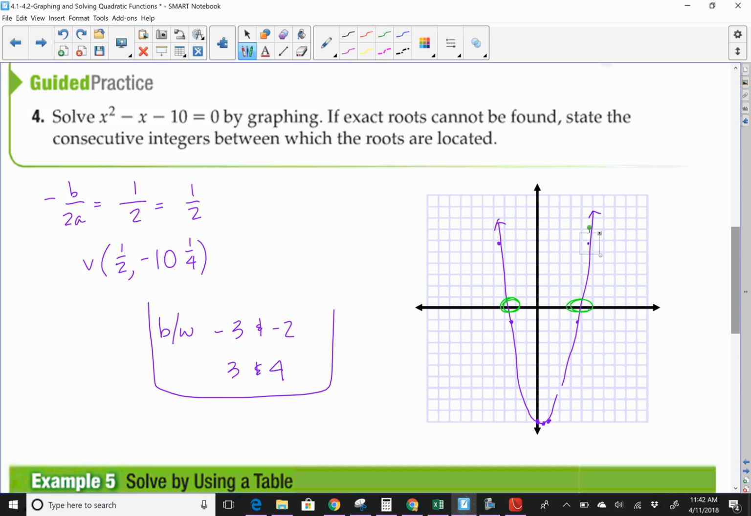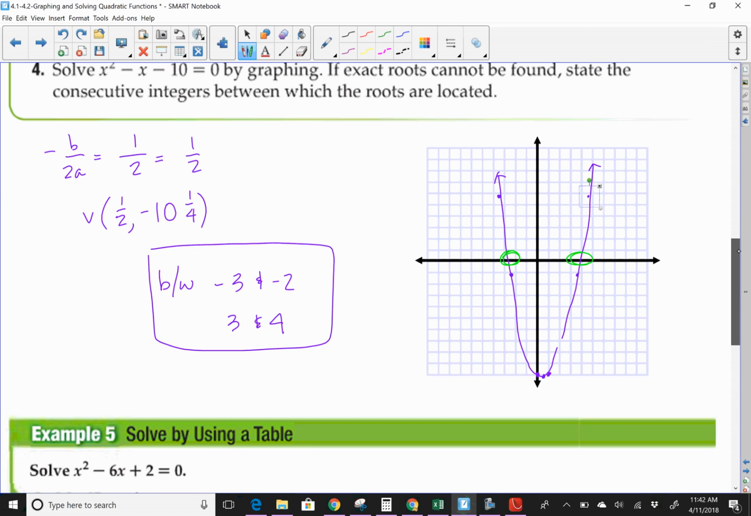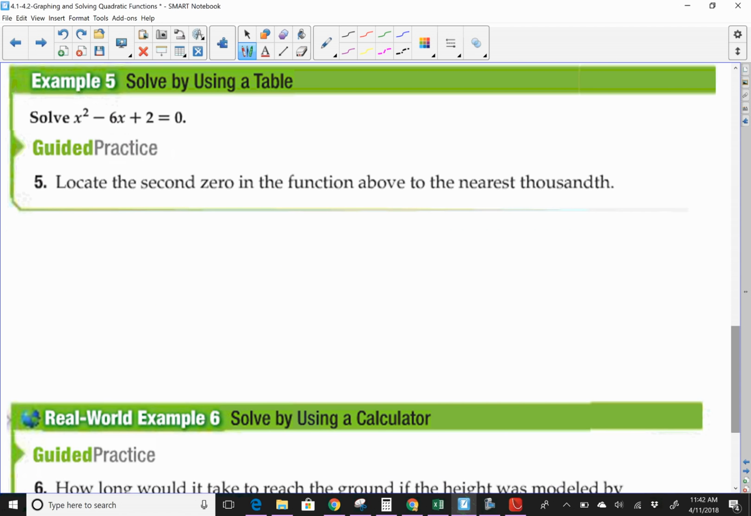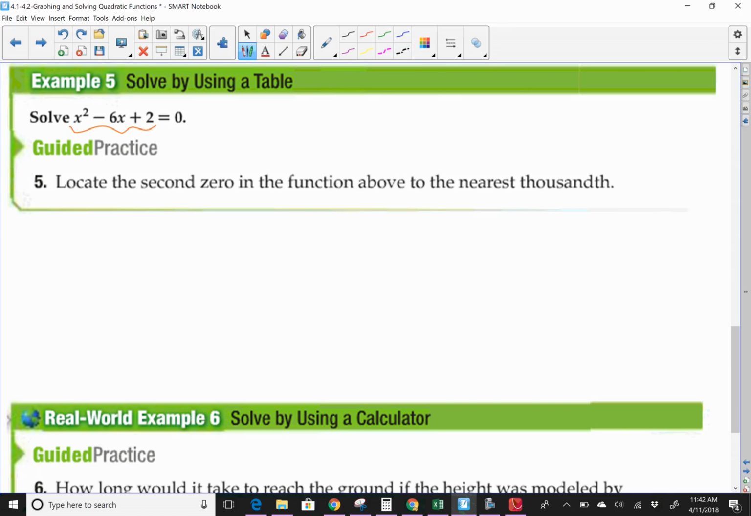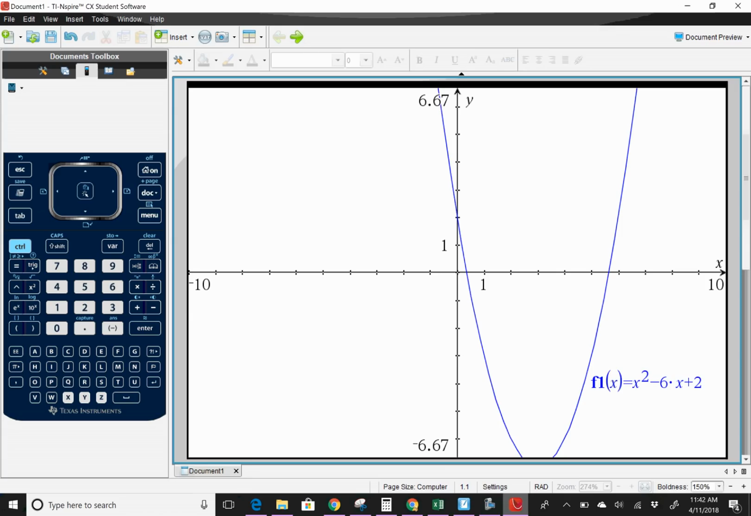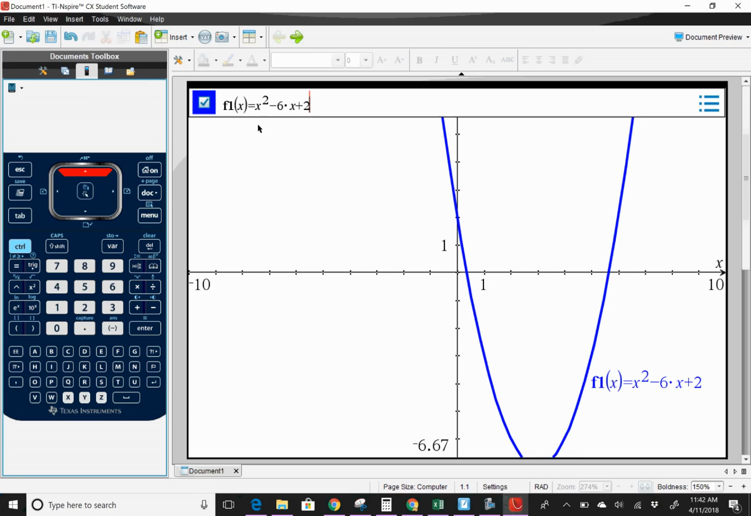As you can tell, this is not the most accurate way to solve quadratic equations. We're going to talk more about that later. I do want to talk about solving using your table and make sure you know how to use your Inspire. When you get your Inspire out and go to menu, you want to go to a graphing page and enter this into your equation bar. So F1 equals that, which I have done, and then you press enter. There's F1 right there: x squared minus 6x plus 2.